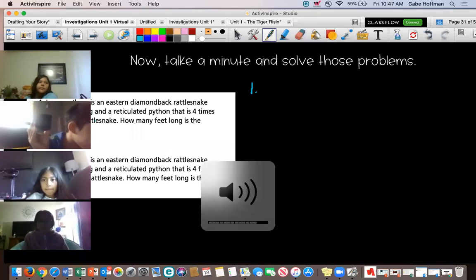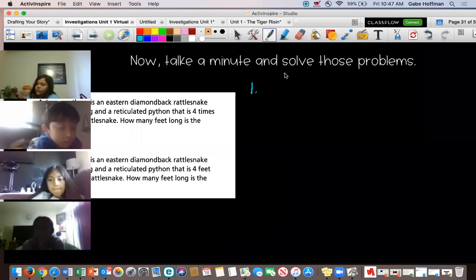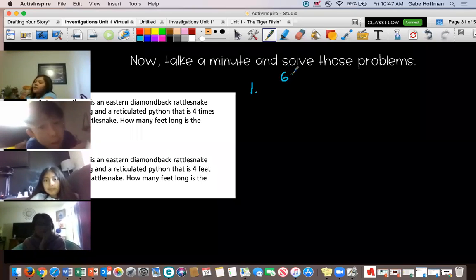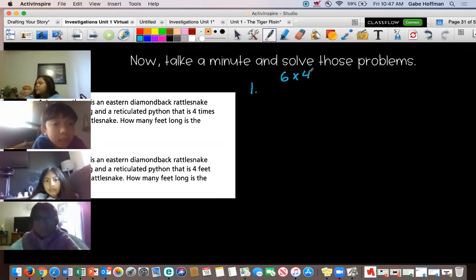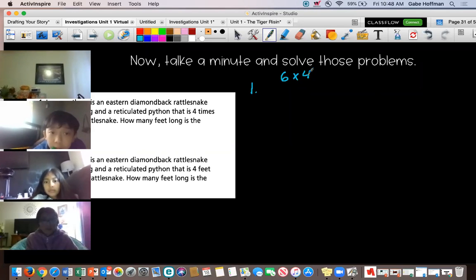I did 6 times 4 first. Okay, and how did you know to do 6 times 4? Because I see the 4 and the 6 and it says times as long, so times means it's up some more, so I'm guessing that it's going to be multiplication.